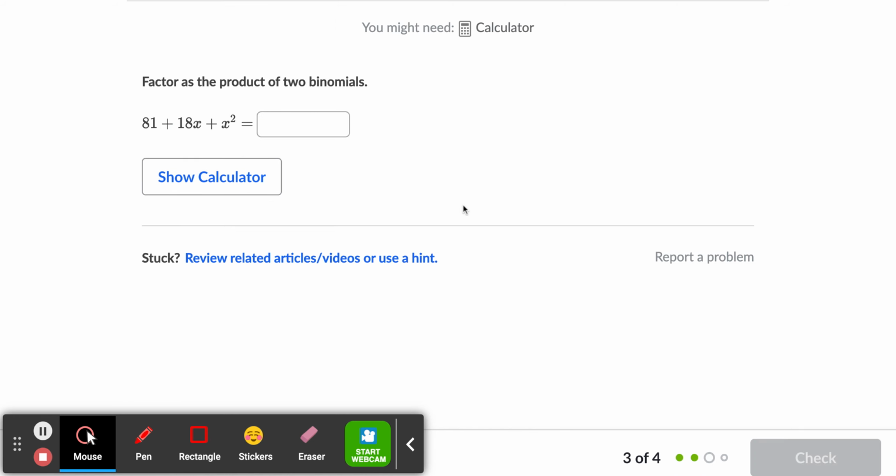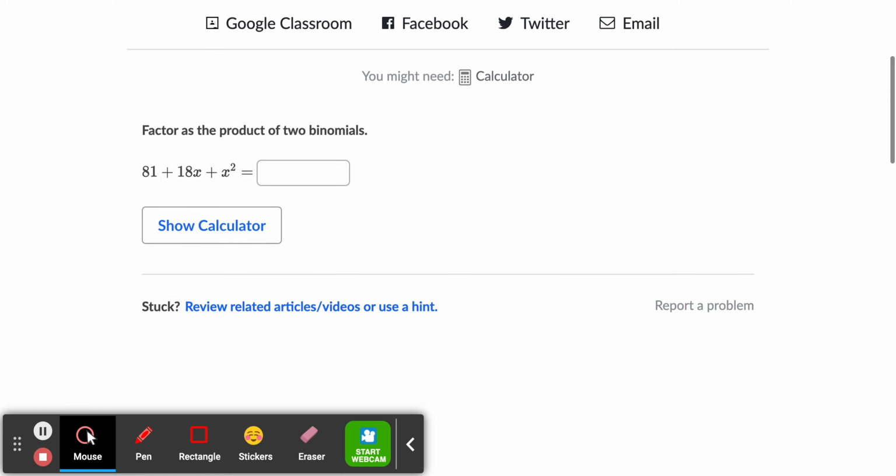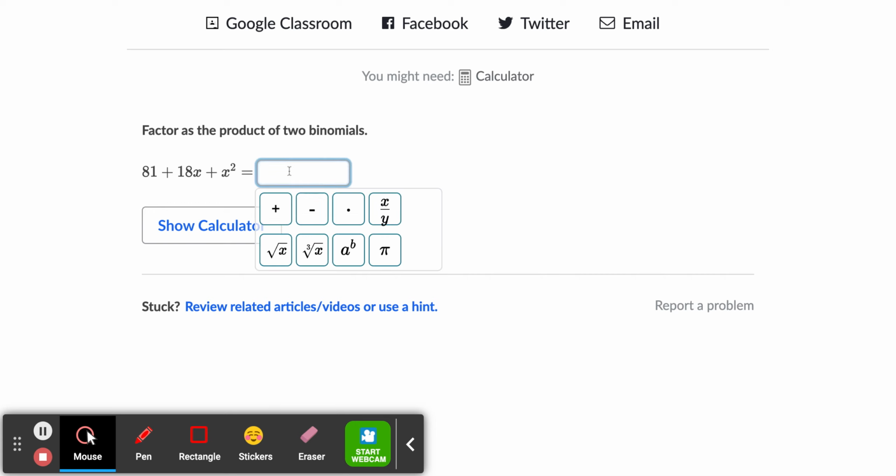All right, last one. Factor as the product of two binomials. So let's see. 81 is a nice perfect square. The square root of 81 is 9, and then the square root of x squared is x. Okay, so we're probably going to have something like this. We can always check our signs as we need. So we're probably going to have 9 plus x times another 9 plus x.